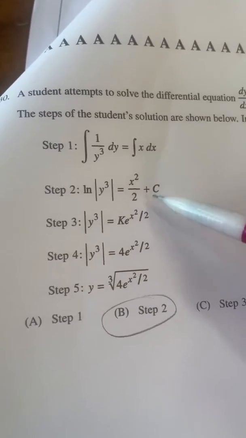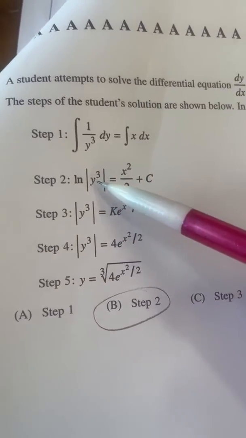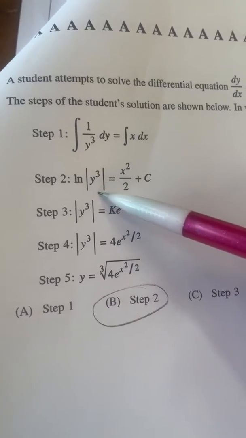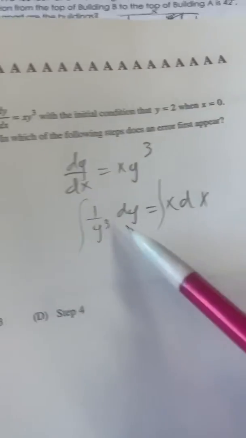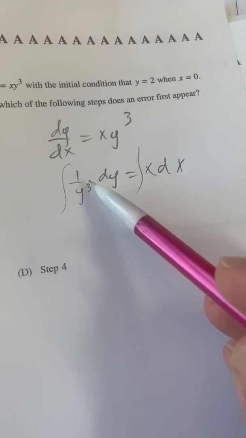So they're good there. Step 2 is where they made their mistake, because if you took the derivative of this, you'd get 1 over y cubed times 3y squared, and that's not what we want. So the antiderivative of this is only going to be a natural log if that's a first power down there. So they made their mistake on step 2.